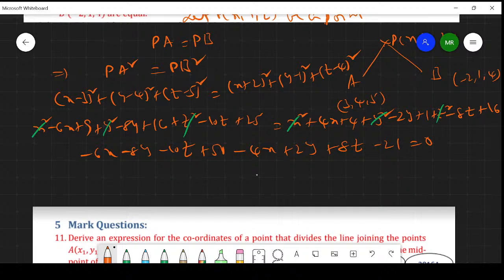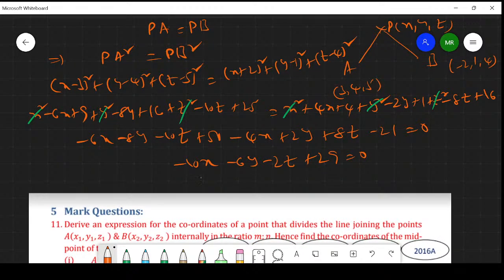Transfer, you simplify. Minus 6x minus 4x, minus 10x, minus 8y plus 2y, minus 6y, and minus 10z plus 8z, minus 2z, plus 50 and minus 21. You will get plus 29 equal to 0 here. You simply take minus common. This will become 10x plus 6y plus 2z minus 29 equal to 0. This is the given equation. This is the given locus.